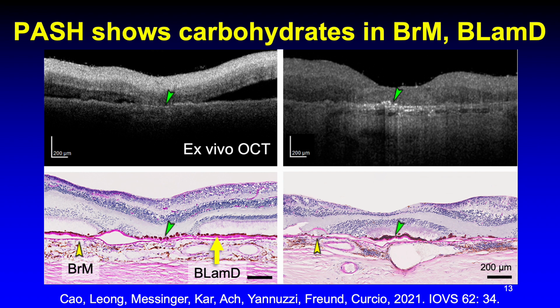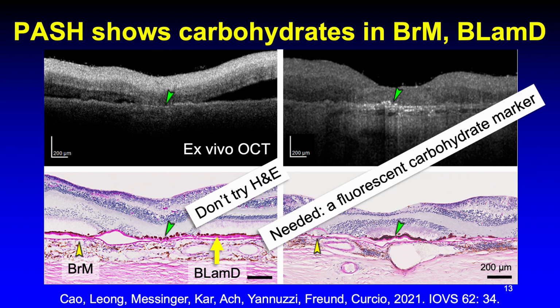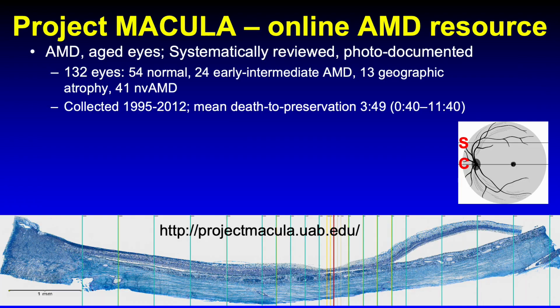A classic stain that was used by the Sarks has been a workhorse for us, and this is periodic acid Schiff hematoxylin, or PASH. It stains carbohydrates in Bruch's membrane, BLamD, and drusen. Be aware that a routine hematoxylin and eosin stain does not stain BLamD. A fluorescent marker for these carbohydrates would be an important new tool if such existed.